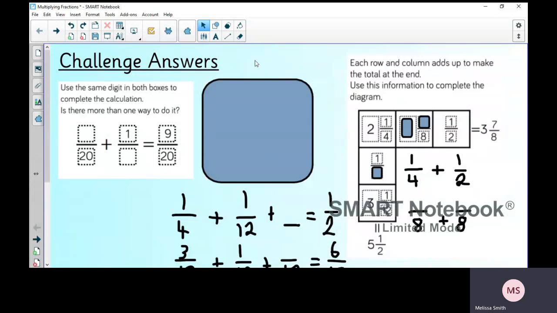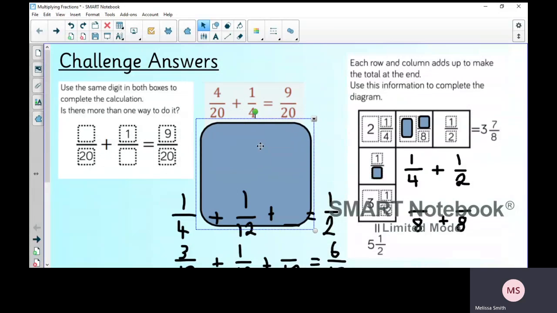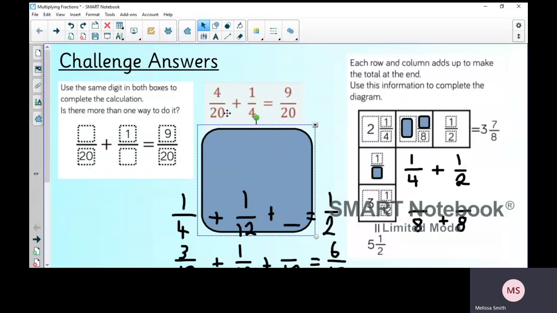Hopefully you worked out that this question's asking you to find equivalent fractions. That's the only way you would have worked out the same number which would go in both of those boxes there. You could have had 4 20ths plus 1/4 is 9 20ths, and that would have worked because if we convert a quarter into 20ths, how many times does 4 go into 20? Well, that's 5. 4 times 5 is 20. 1 times 5 is 5. 4 plus 5 is 9. So that's one way you could have found.